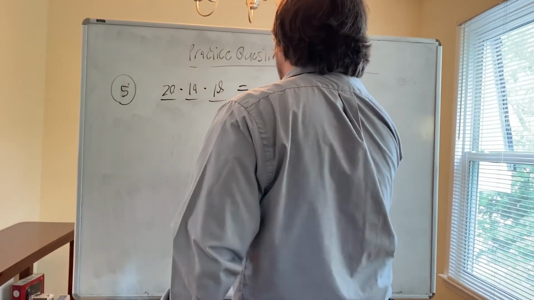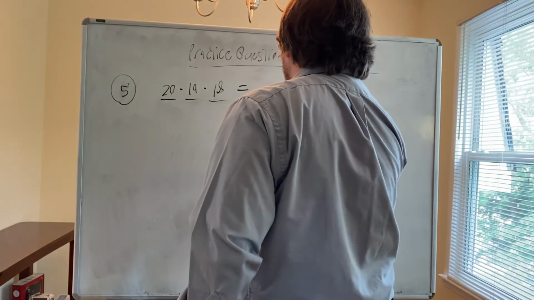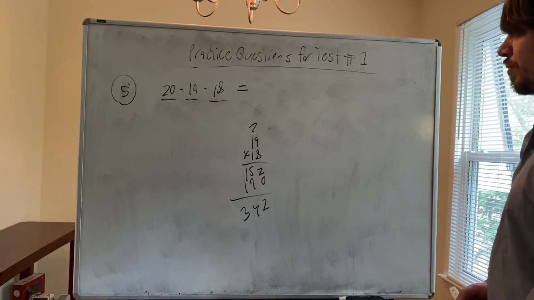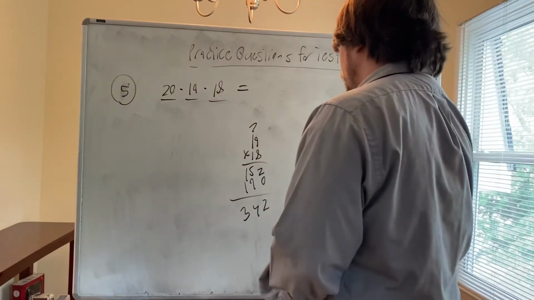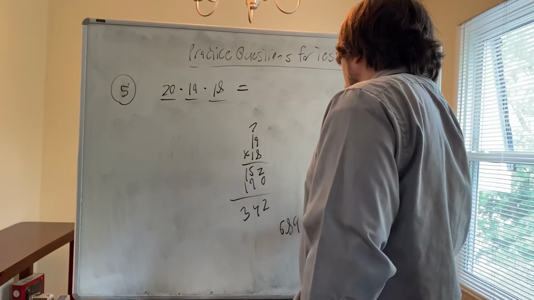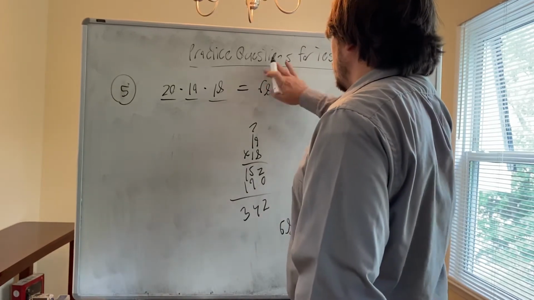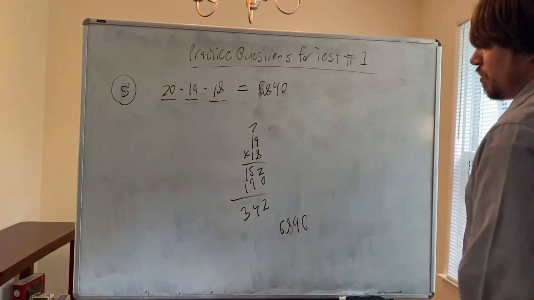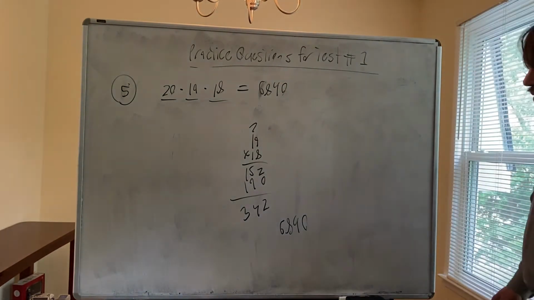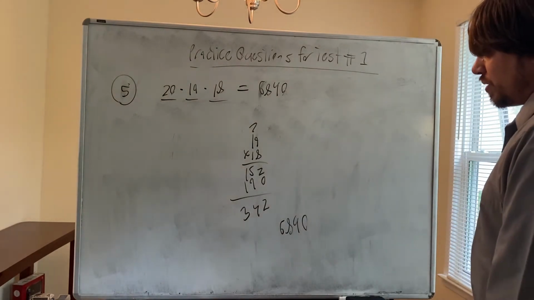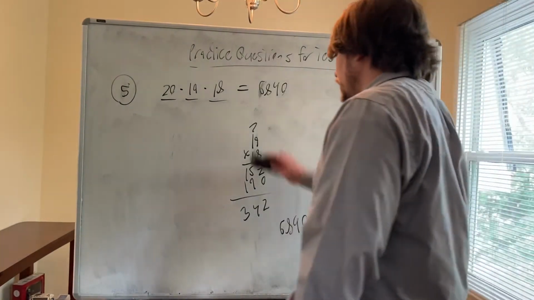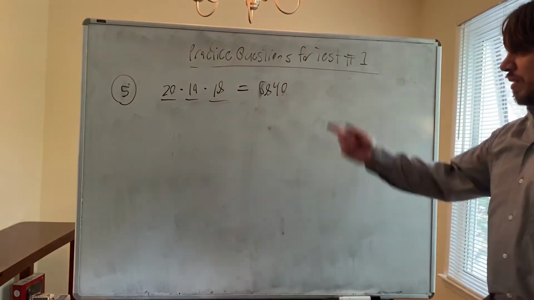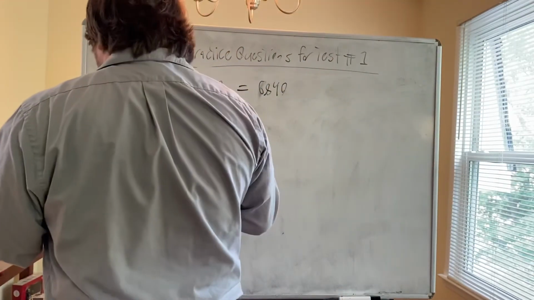So 19 times 18. So you have 342. And then times 10 times 2. So this is, well, 684 times, so you have 6,840. So 20 times 19 times 18 is 6,840. Actually, it's 360 minus 18, which is 342. And then times 2 is 684. Good. Okay, so that's 6,840. So 20 times 19 times 18 is 6,840, and that's number 5.